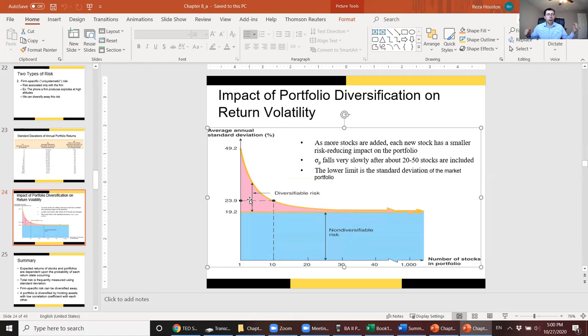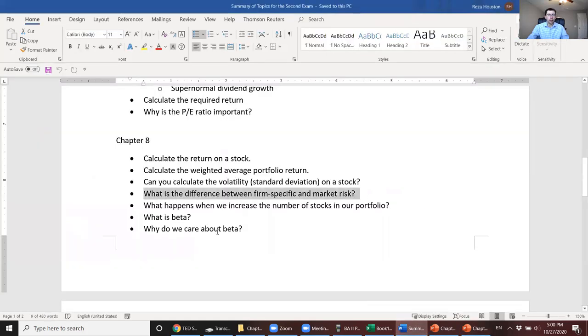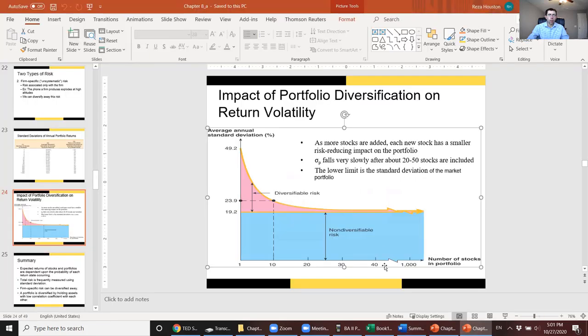So what ends up happening when we diversify our portfolio is that we start to care a lot more about this non-diversifiable market risk, because that's the majority of our total risk. So this is why beta is so important. What is beta? Well, beta is the quantification of market risk. It represents the actual value of market risk for a particular stock or a particular portfolio that you're holding.